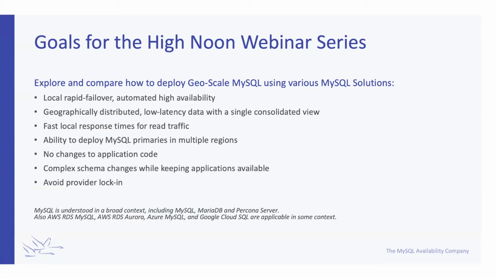Ideally, if we have an application, we don't want to have to change it. We want to do as little special coding as possible. So no application changes, that's a big plus. What else? Well, complex schema changes.